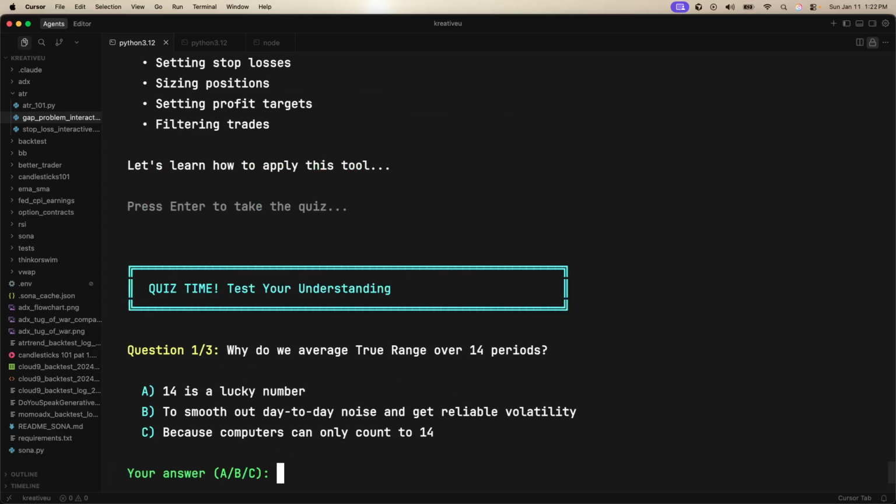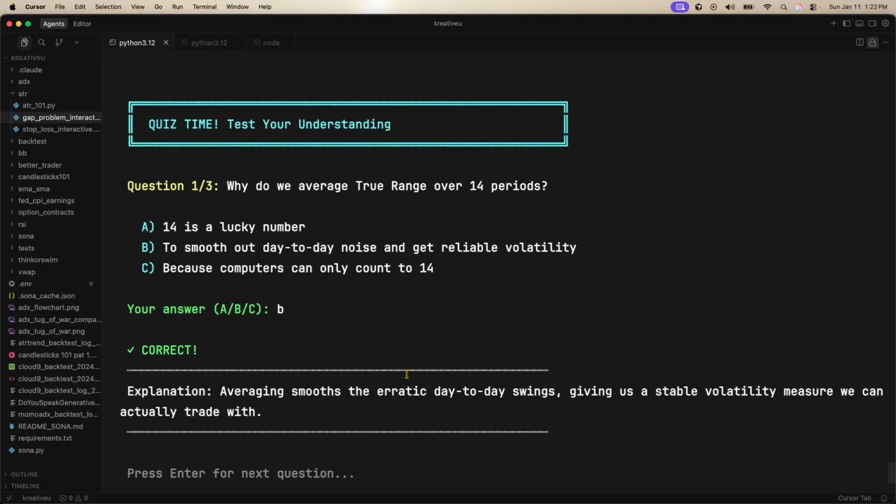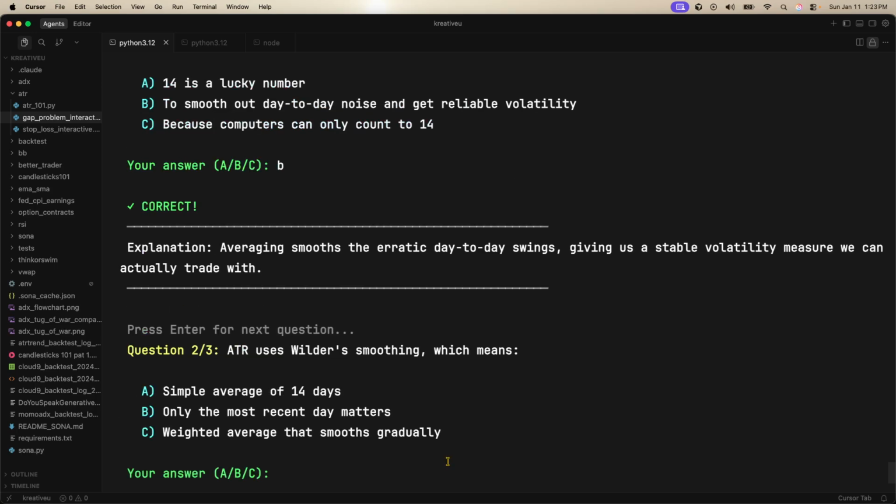So let's apply this tool based on what we learned. Why do we average true range over 14 periods? 14 period is a lucky number. That's funny. To smooth out the day-to-day noise and get a reliable volatility, because computers can only count to 14. That is these responses, bruh. Funny. Average true range is erratic day to day, so we need to get a stable volatility measure so we can actually trade with it.